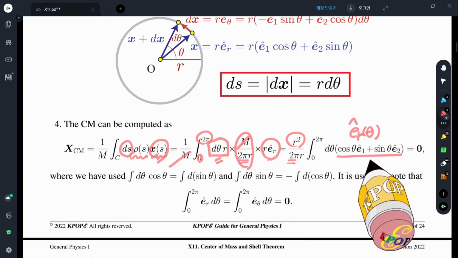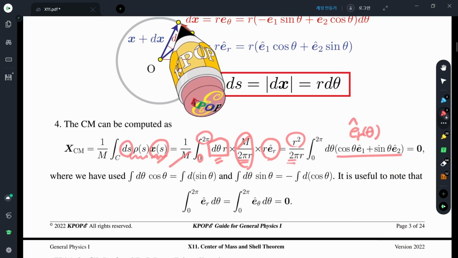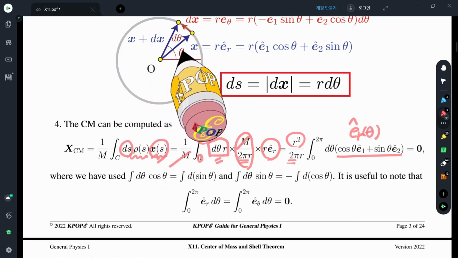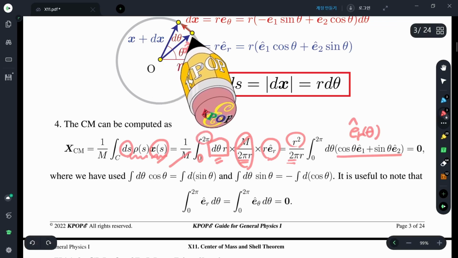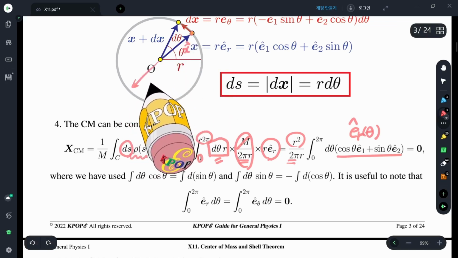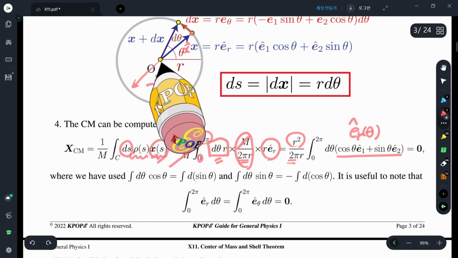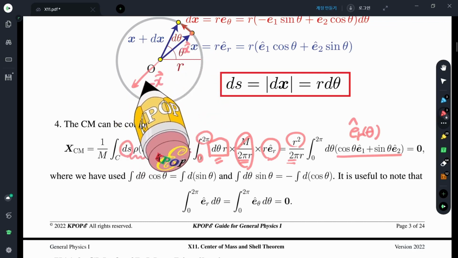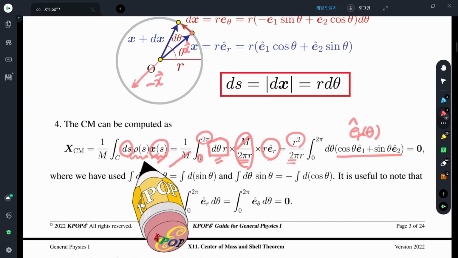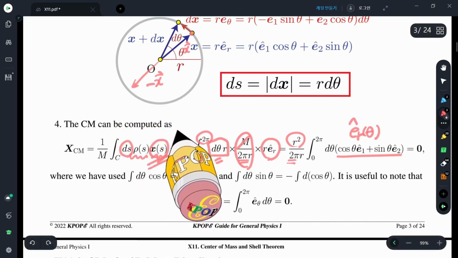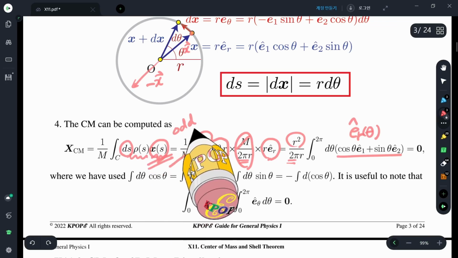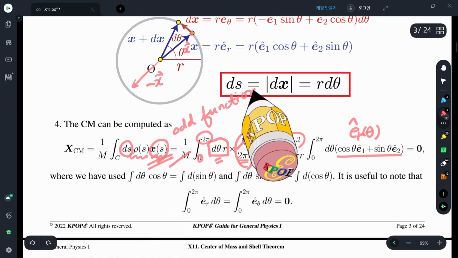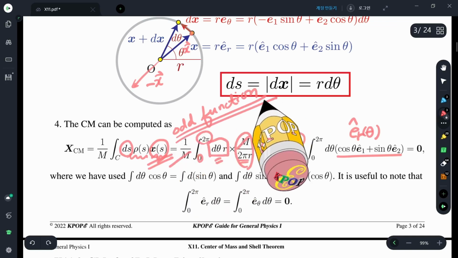Even before we integrate, we notice that if we integrate over the whole region, for any given x, there exists a minus x, which has an equal distance from the center, but in the opposite direction. So the integrand of this integral is an odd function. That's the reason why this integral exactly vanishes.